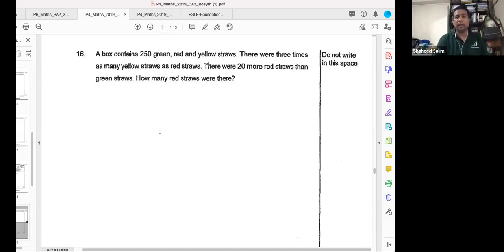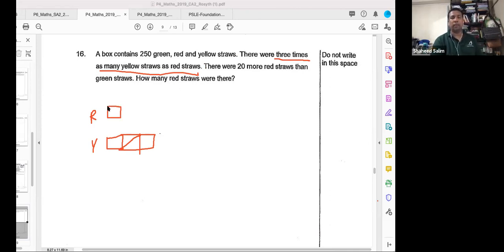There's green, red, and yellow straws. And then they tell you this statement. This one you have to be able to understand. 3 times as many yellow straws as red straws. Means yellow straws got 3 times, 3 units. Red straws, 1 unit. Red straws is 1 unit, right?